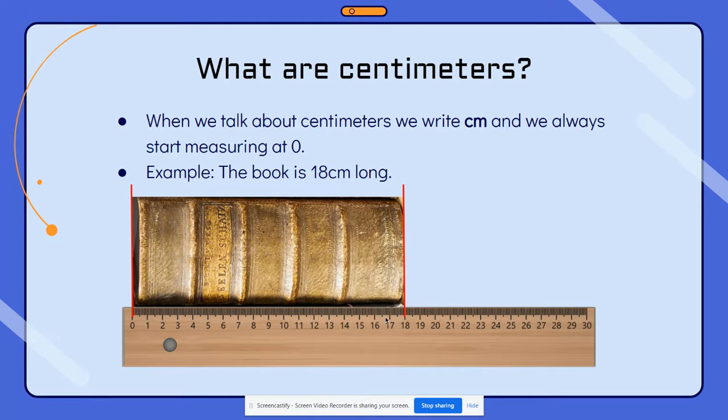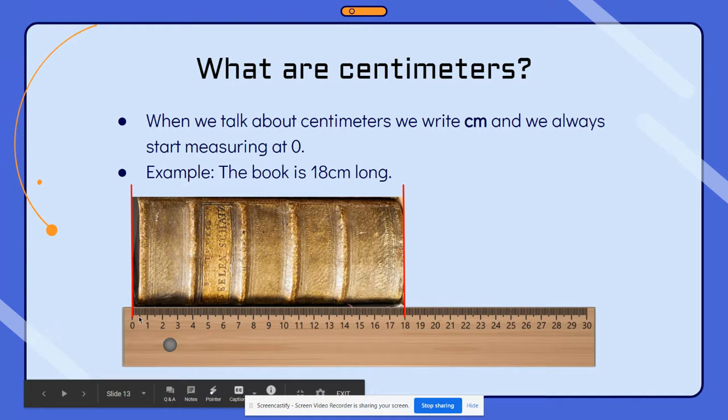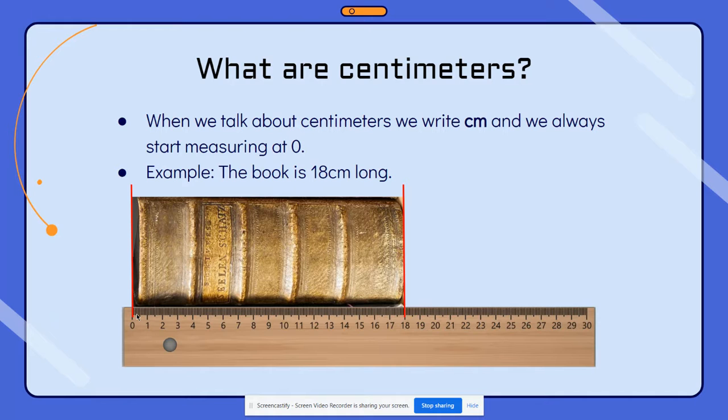Now, when we talk about centimeters, you're going to notice that the ruler might have two different kinds of lines. So when you look at the ruler, you have to look at the very, very small lines, and those are going to be your centimeters.